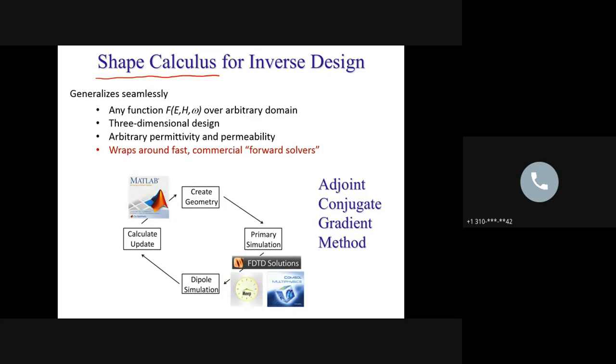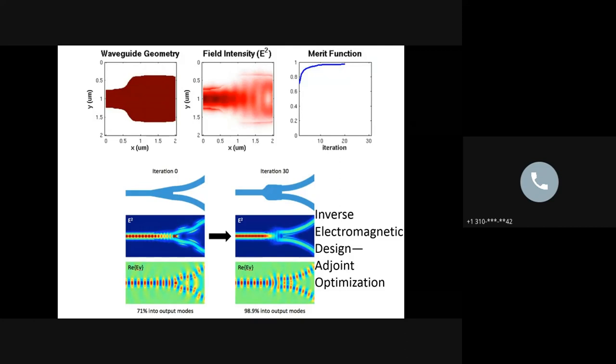Here's an example of a simple splitter, and it starts out as a rather conventional-looking splitter, but then you adjust the region where the splitting takes place in order to have the lowest insertion loss.